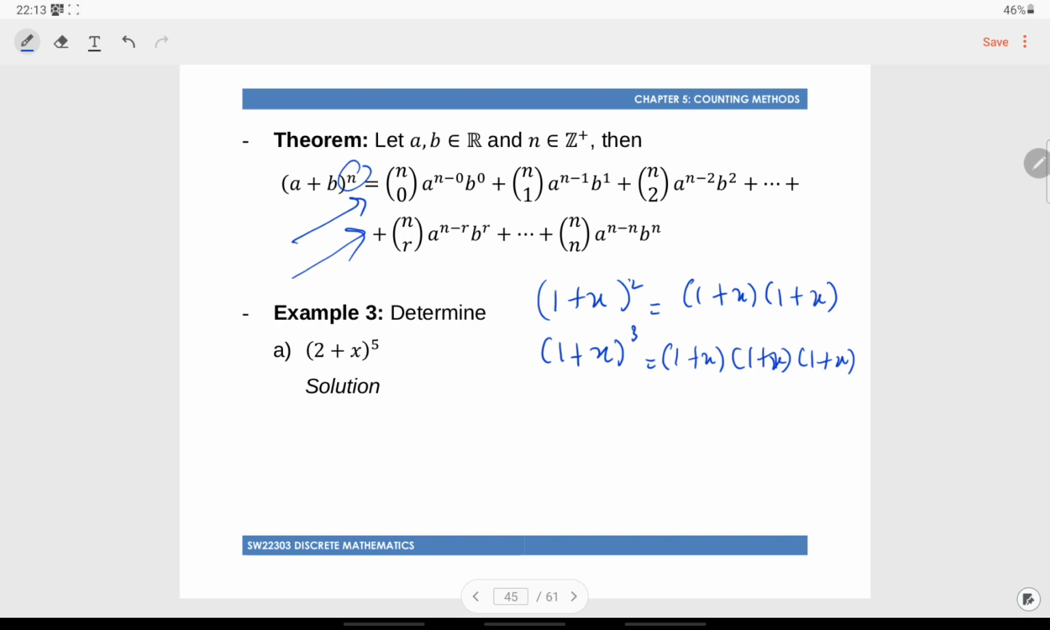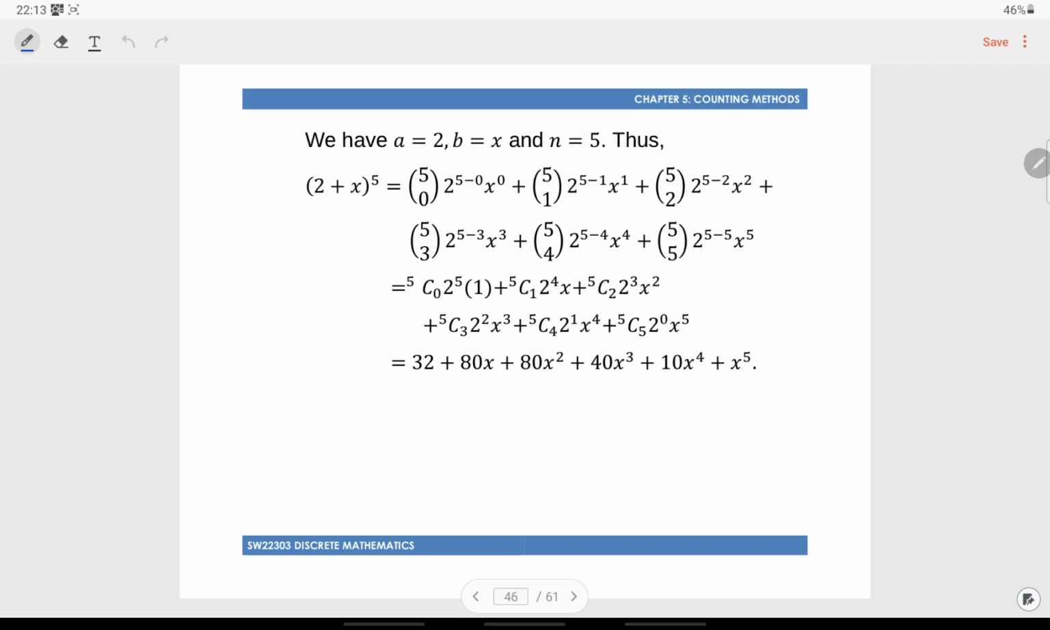So we start with the first example. Determine the expansion of (2 plus x) to the power of 5. Okay, so from this parenthesis we have to identify our a, our b, and also our n, because all these values have to be inserted into this equation. We need to identify correctly what our a, b, and n are in order to use this formula. So to solve this problem, we have a equal to 2, b equal to x, and n equal to 5. And then we insert into the formula.